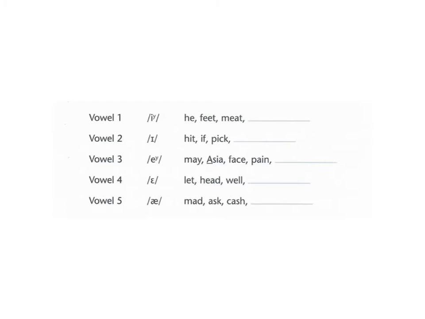Here are some practice words for each of these front vowels. So the first one, E: he, feet, meet. The second one, I: hit, if, pick. The third, A: may, Asia, face, pain. Number 4: let, head, well. Number 5: mad, ask, cash.